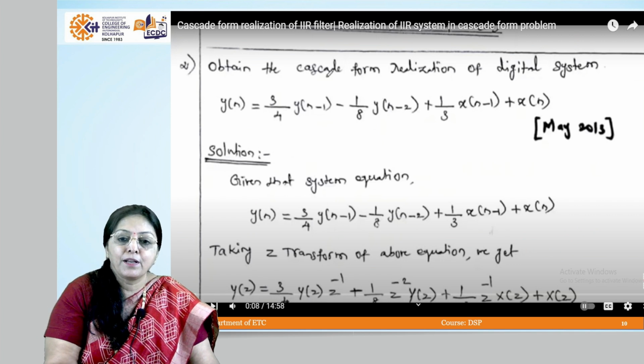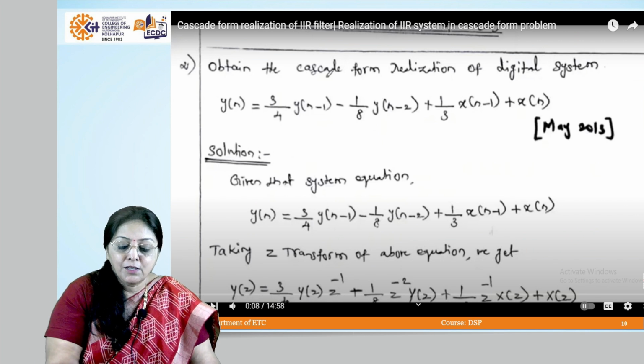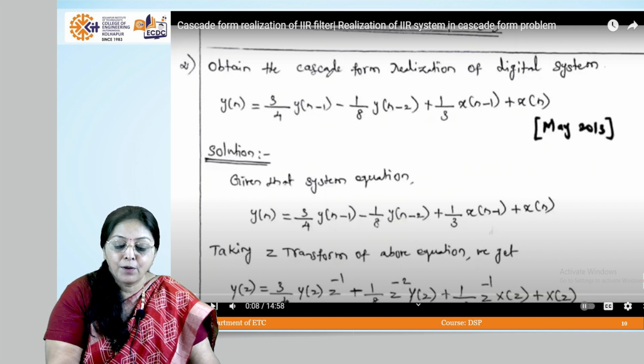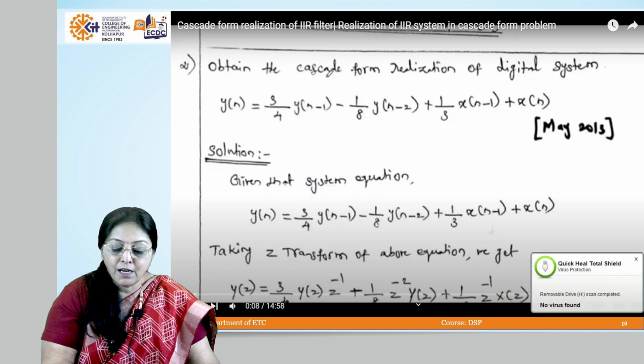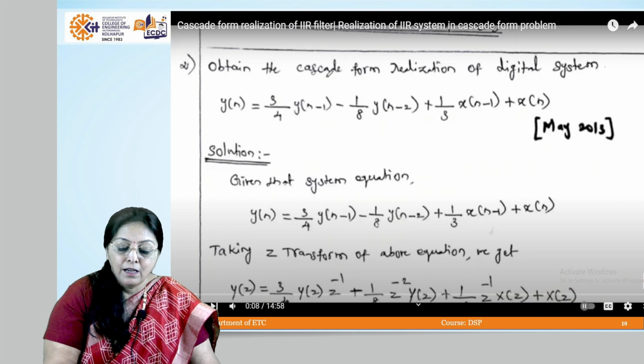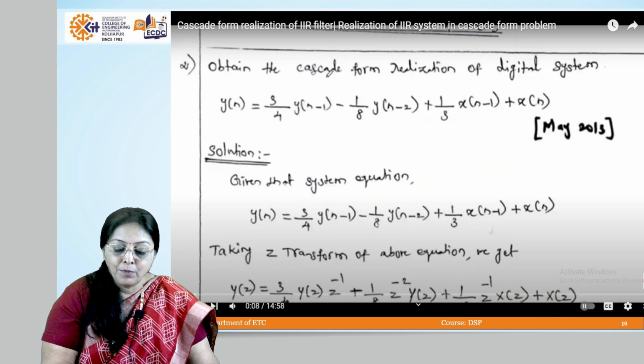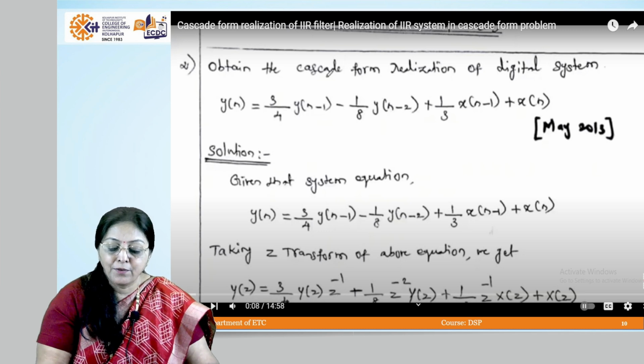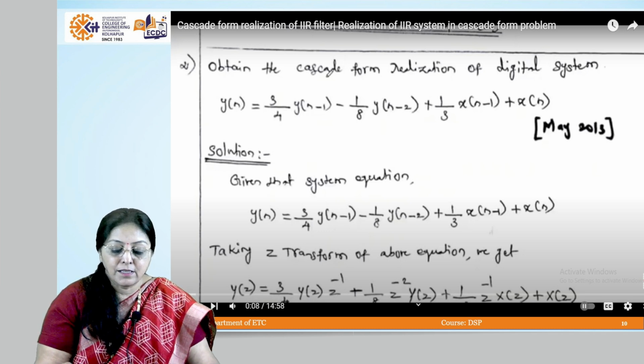Obtain the cascade form realization of a digital system. The equation is given: y of n equals 3 by 4 y of n minus 1 minus 1 upon 8 y of n minus 2 plus 1 upon 3 x of n minus 1 plus x of n. Given the equation, taking the z transform, we get Y(z) equals 3 upon 4 z minus 1 multiplied to Y(z), minus 1 upon 8 z minus 2 multiplied to Y(z), plus 1 upon 3 z minus 1 multiplied with X(z), plus X(z).